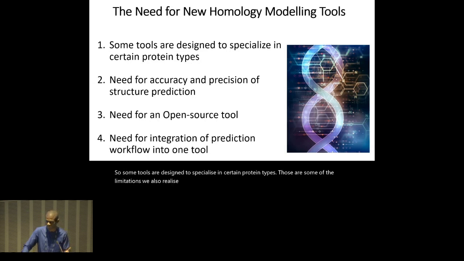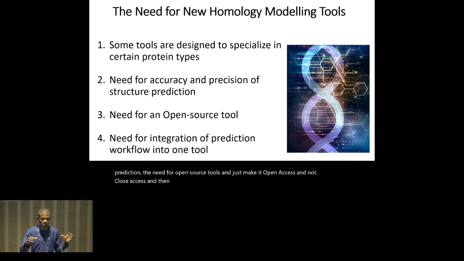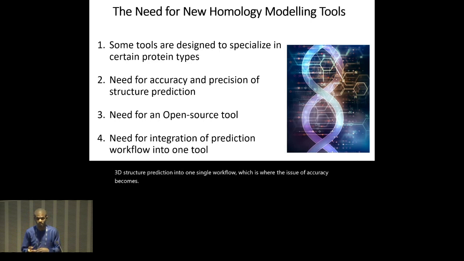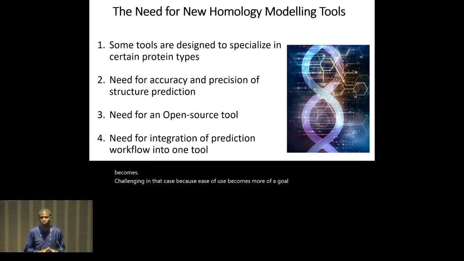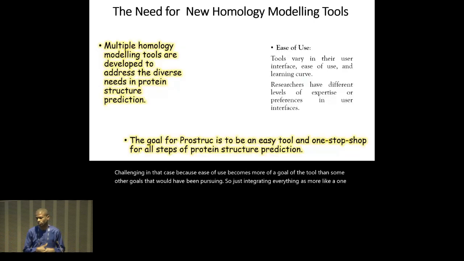So there's also the need for accuracy and precision of structural prediction, the need for open source tools, and to make it open access and not closed access, and then integrating the different steps of 3D structure prediction into one single workflow. This is where the issue of accuracy becomes challenging, because ease of use becomes more of a goal of the tool than some other goals that we would have been pursuing. So just integrating everything as more like a one-stop shop for 3D structure prediction.